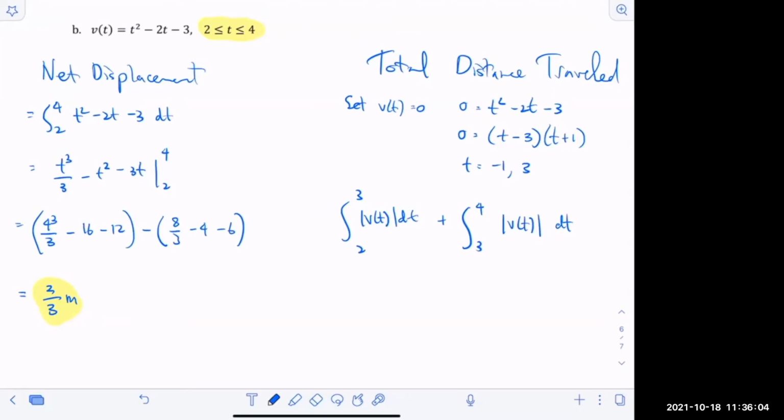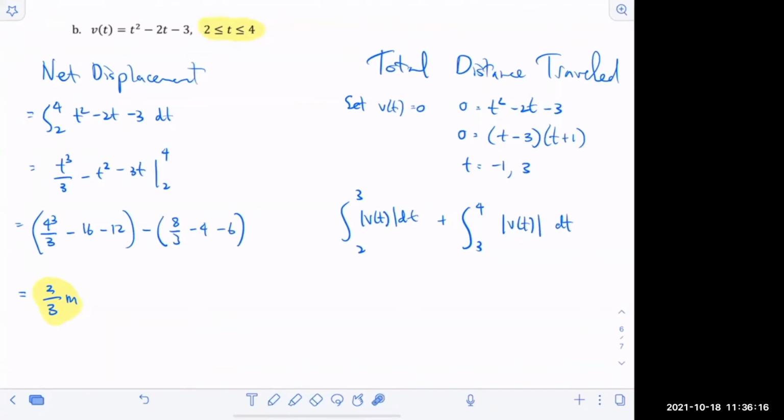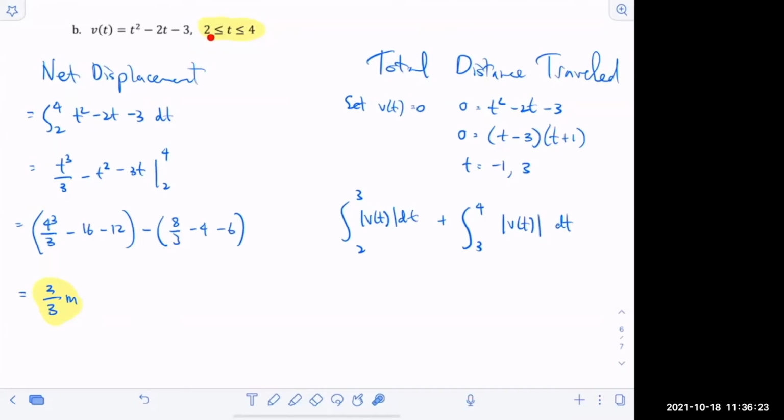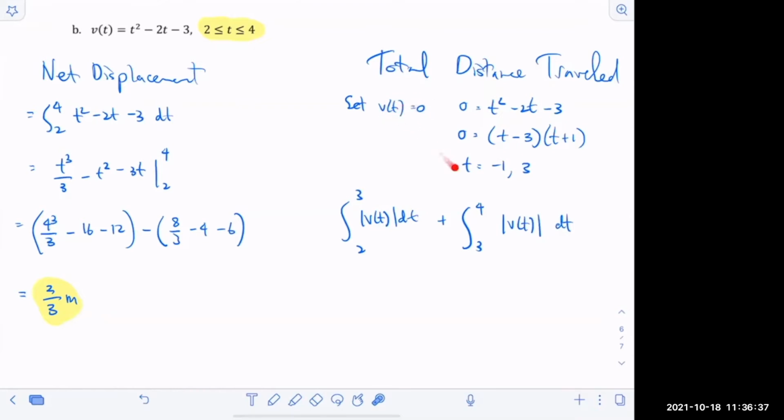Question? Yeah, why do we choose from 3 to 2, not from 2 to 0? Do you see the part I highlighted here? Yeah. We're starting at time t equal to 2, not t equal to 0. So for number 3, 3 is just a random number between 2 and 4. This 3 here? Yes. No, that's where the velocity is 0. Oh, okay. Thank you.